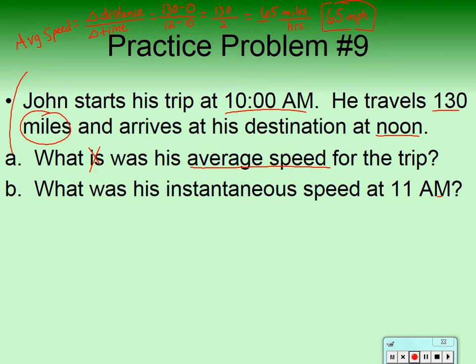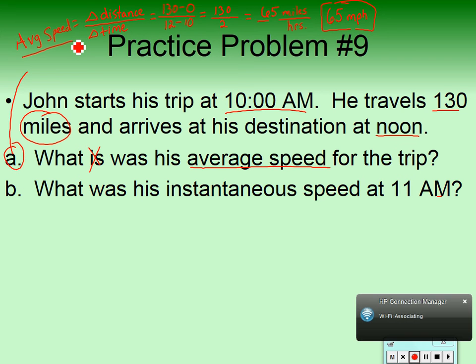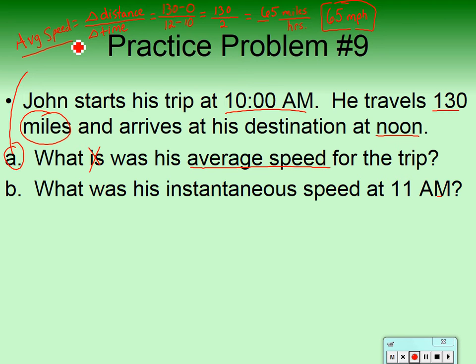Okay, so at 11 a.m. Remember, on part A, we found his average speed was 65 miles per hour. That means some of the time he had to be going faster than 65, and some of the time he was going slower than 65, but his average speed was 65 miles per hour. So on part B, his instantaneous speed, the answer to that is there's just not enough information. So I'm going to put not enough.